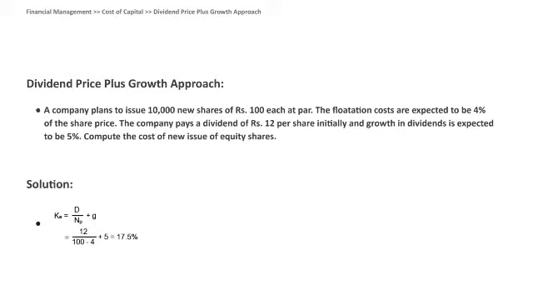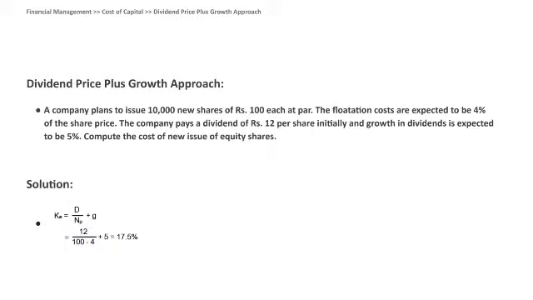The company pays a dividend of rupees 12 per share initially. So how much is the dividend over here? The dividend over here is 12. Similarly, flotation cost is 4%, which is 4 rupees. One share is 100 rupees. So you'll use net proceeds over here.